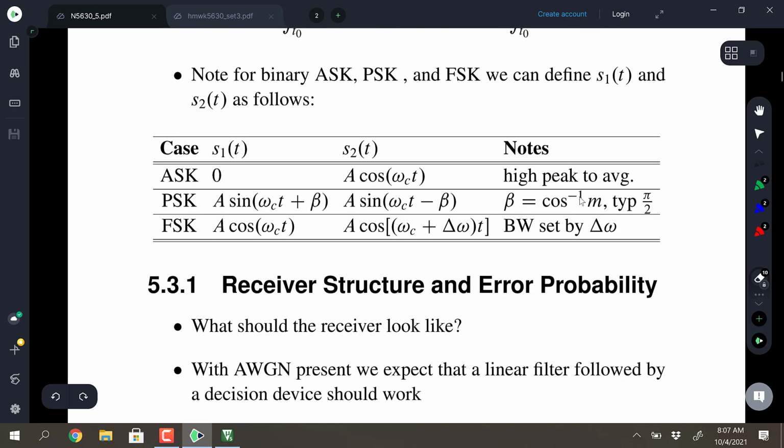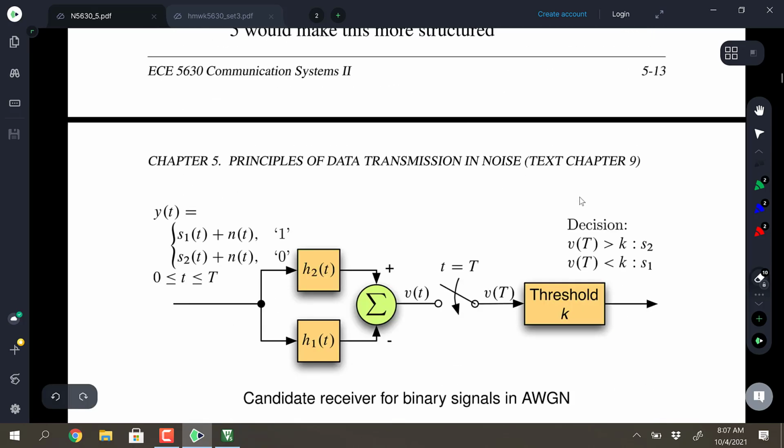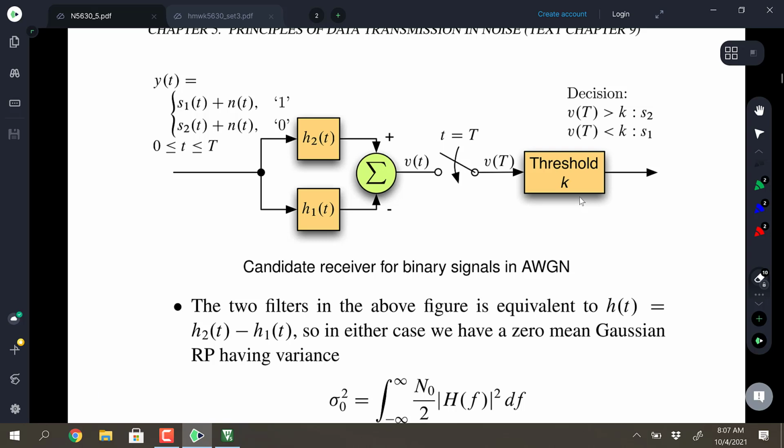So these were just the way the signal shapes are defined for these three types in their binary form. But we're not going to jump back over to this for a little bit. Instead, we looked at how we design the receiver. A generic receiver was posed as consisting of two filters, with impulse responses H1 and H2, and you would form the difference in an attempt to get a decision statistic that could decide which pulse shape was sent.